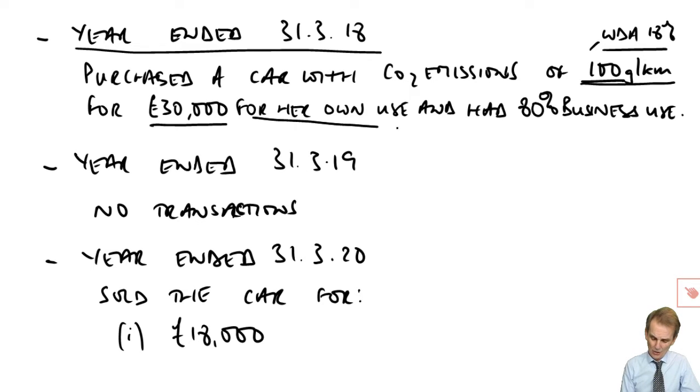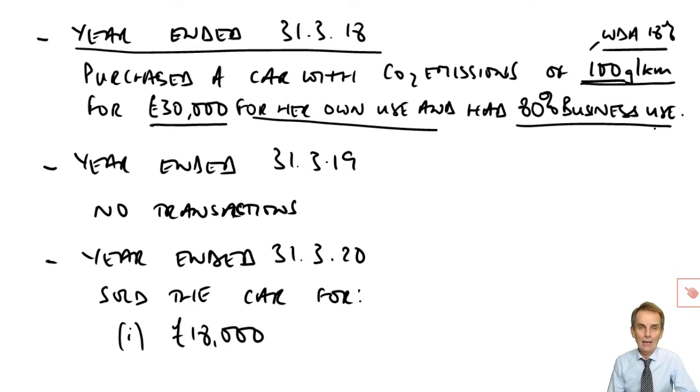For her own use, so she hasn't bought it for an employee to use. Teresa, the proprietor, the owner of the business, has bought it for her own use. And we've agreed an 80% business use in relation to that particular car.